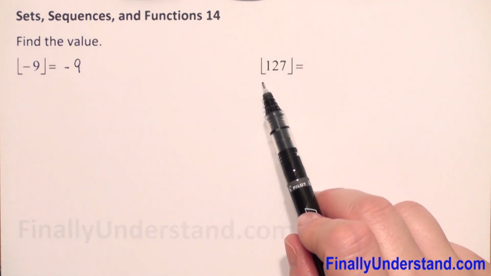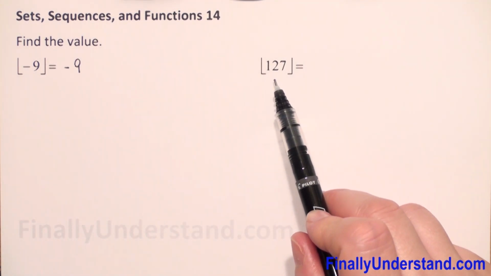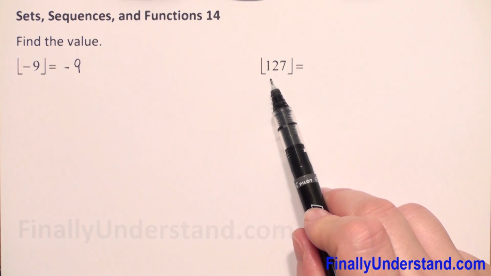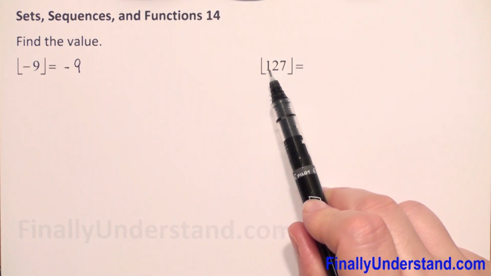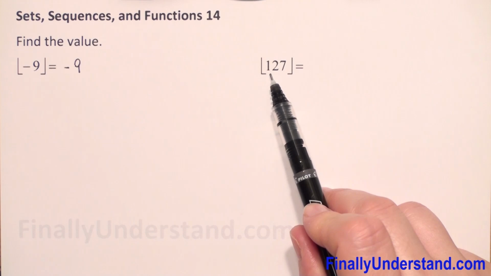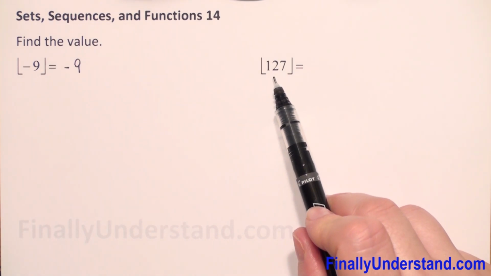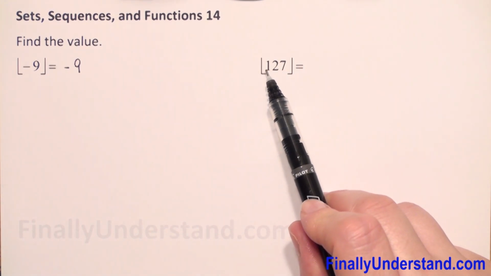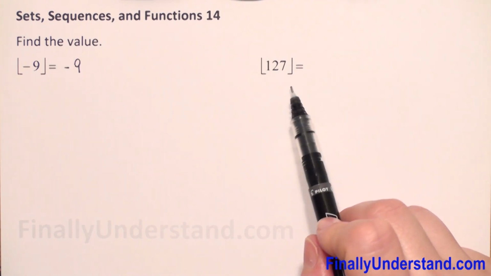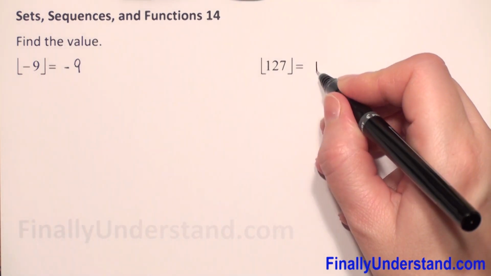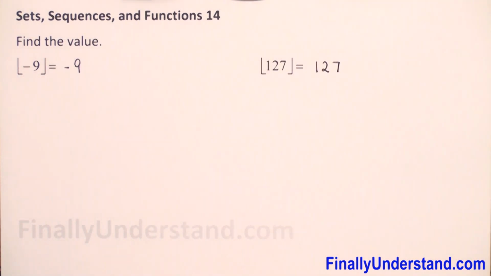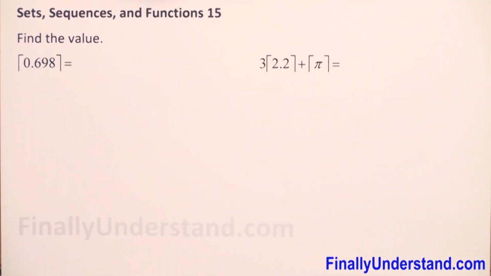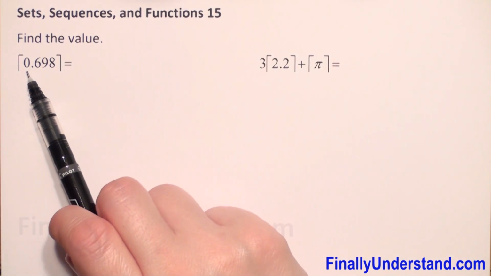In the next example, we have floor of 127. In this example, we have the floor of an integer because 127 is an integer. It means the floor of an integer will be the same number. So we have to just copy this number. This is my solution. In this example, we have to find the value of the ceiling of this number.